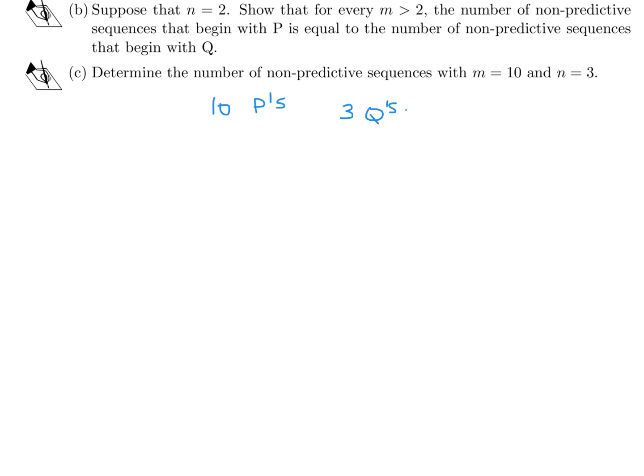And I guess the first one is when we start off with a q. So we have to put 13 of these guys. We're going to start off with the q. Now, if we start off with the q, immediately it's non-predictive, because no matter what we do afterwards, we've already filled the criteria, because up until that point, the number of q's exceeds the number of p's.